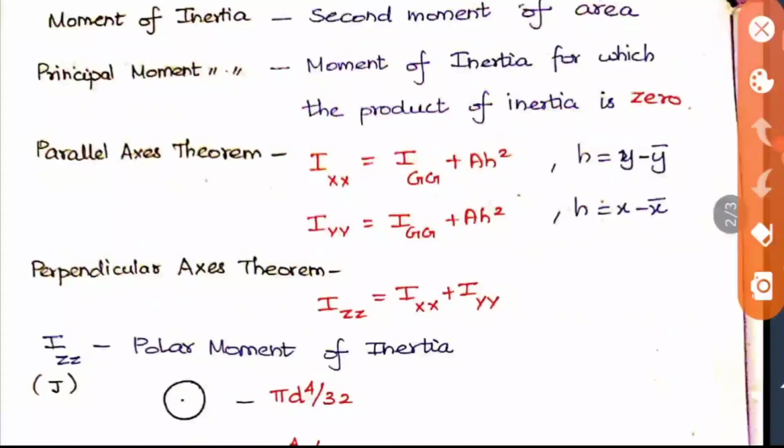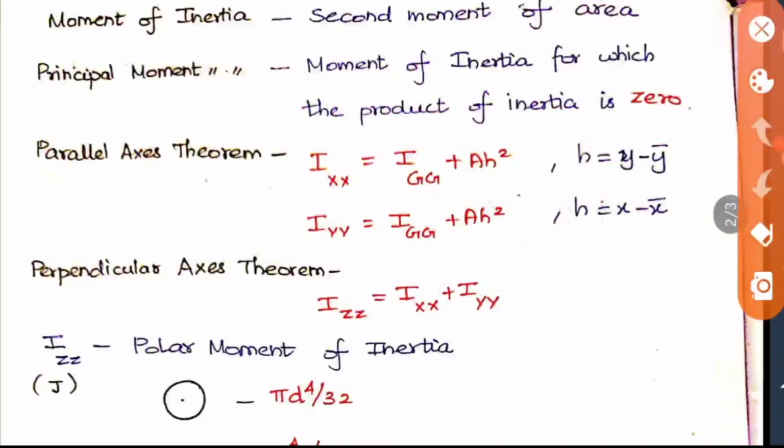So Ixx, along the x axis, is Igg plus Ah square, and Iyy is also Igg plus Ah square. And if you see the perpendicular axis theorem, along the z axis it will be equal to the moment of inertia along the x axis and y axis. So this is the formula for perpendicular and parallel axis theorem.